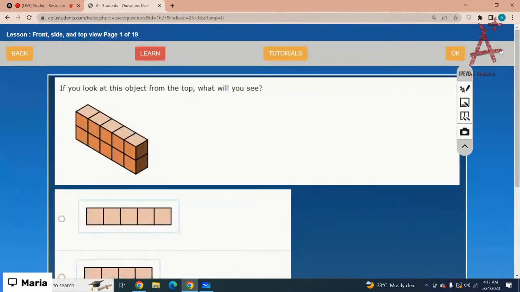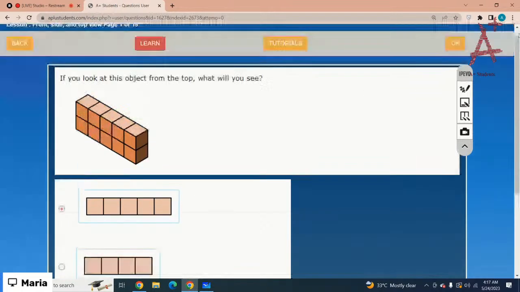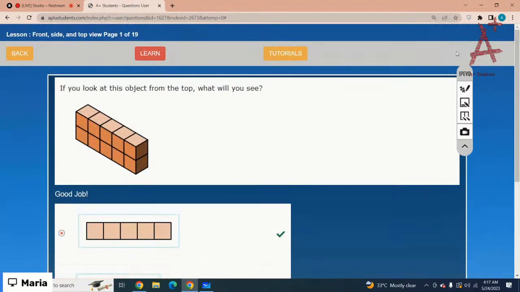Okay, if you look at this object from the top, what will you see? So if you look at the top, which is the correct option? If you are looking from the top, that would be the one with 1, 2, 3, 4, 5 squares. So option 1 is the correct option.